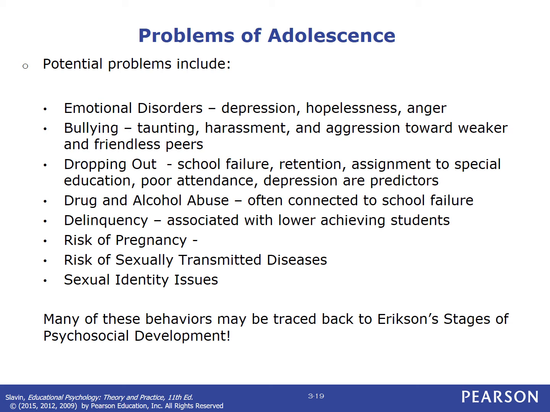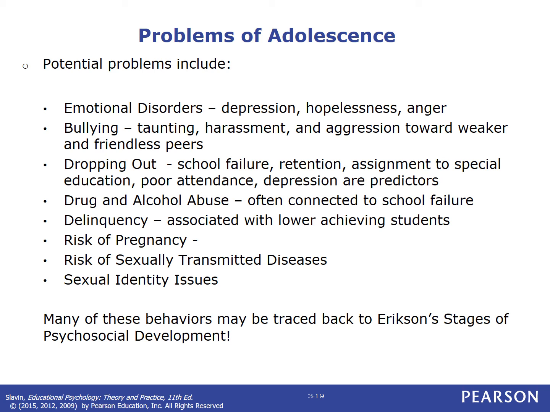We see the results of children going through problems in these stages in adolescence. Some of these include emotional disorders such as depression, hopelessness, and anger. You can see how if a child hasn't been taught that she can take initiative, this might result in hopelessness and anger. Bullying, taunting, harassment, and aggression, dropping out from school, failure, retention problems, assignment to special education, poor attendance, and depression.